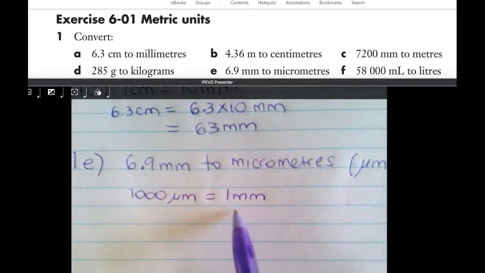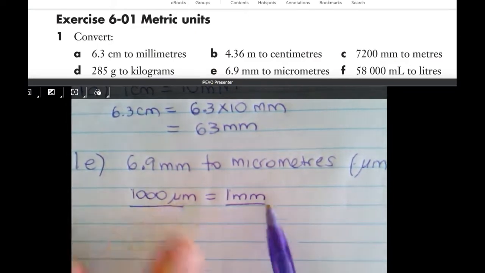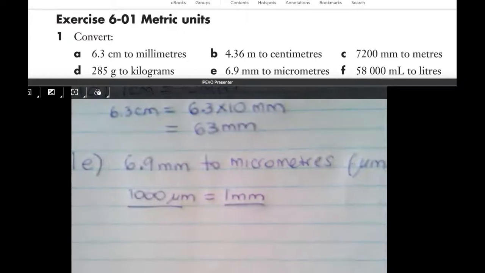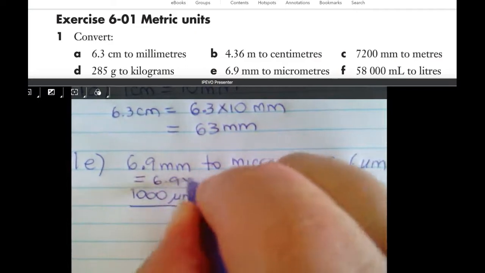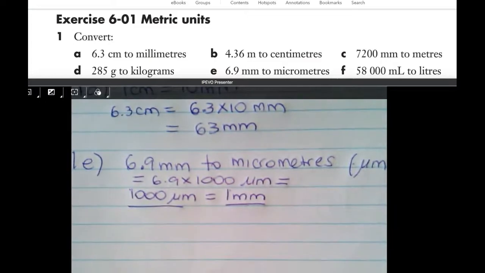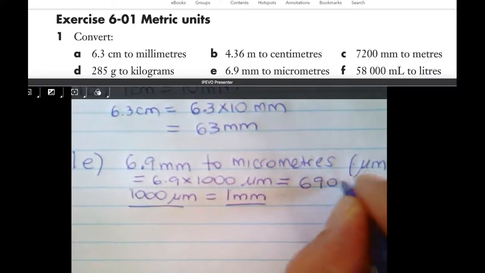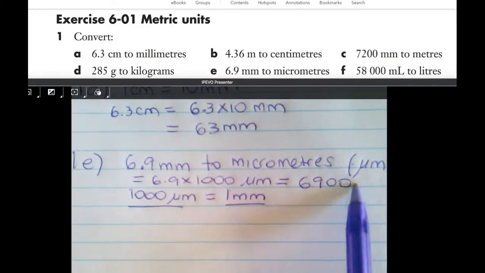I'm going to times. Well, look here. Millimeters has the 1 next to it. Micrometers has the 1,000 next to it. There's always more micrometers than millimeters. Do you get what I'm doing? 1 millimeter is 1,000 micrometers. So if I want to convert that, it's equal to 6.9 times 1,000 micrometers. Anyone know what that is? 6.9 times 1,000. 6900. How do you know what to do? The point's there. You're timesing by 1,000 and you jump 1, 2, 3.